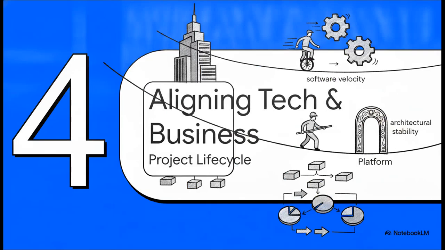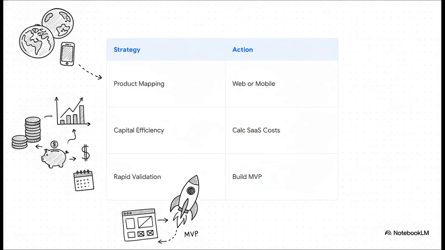Section 4. Aligning tech with business, project management, and lifecycle. We've reached the penthouse of our skyscraper. Now we have to tie this brilliant engineering blueprint back to harsh business reality. Deploying a complex digital platform is a constant high-wire act of balancing software velocity against long-term architectural stability. And this brilliantly illustrates 3 critical lifecycle stages.